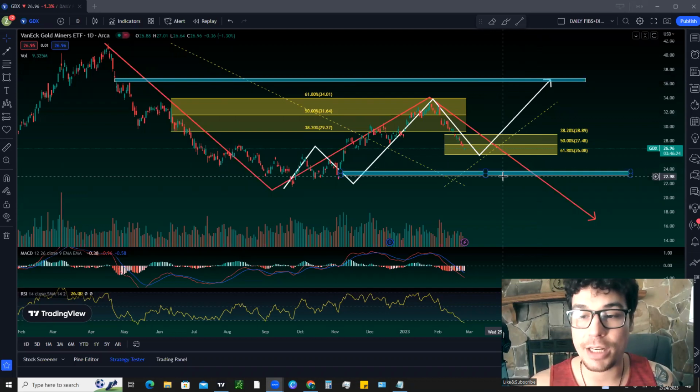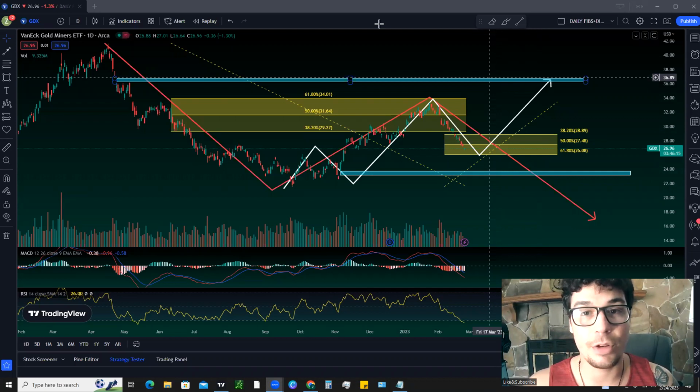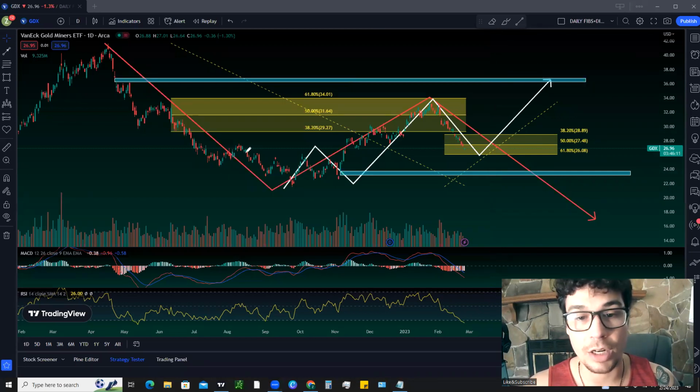So it's a big range in where we could go. We could go all the way down to $23 over the next few months, or we could go all the way up to $36 over the next few months. It's going to be really important to try and figure out which structure we're going to end up getting, right? If we're going to get this bearish structure or if we're going to get this bullish structure here. So pay attention to your key levels of support. Pay attention to your major levels of resistance.